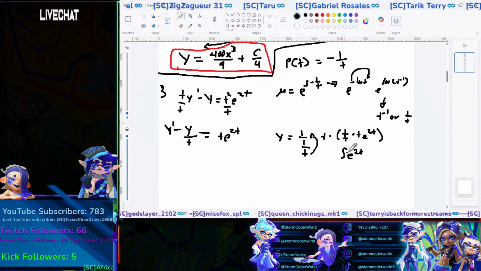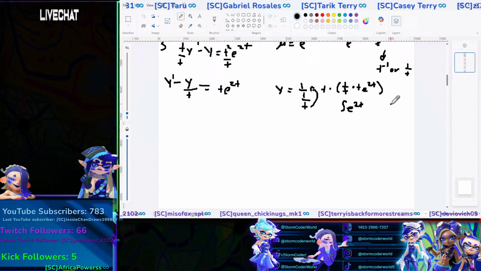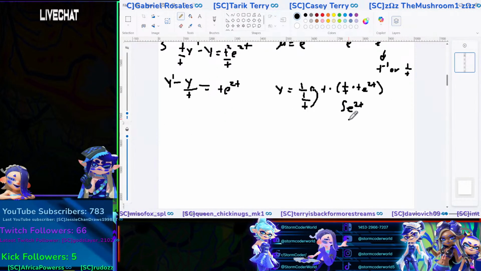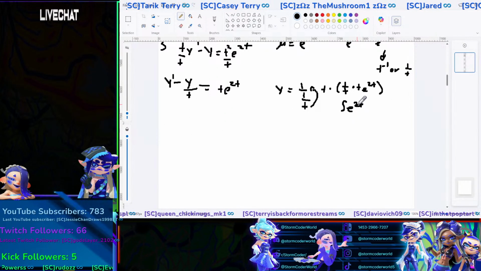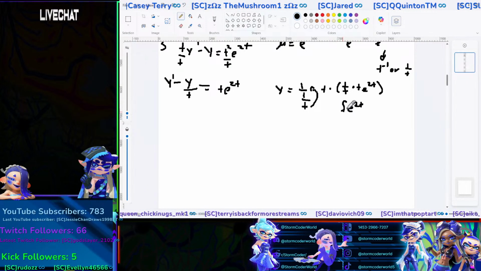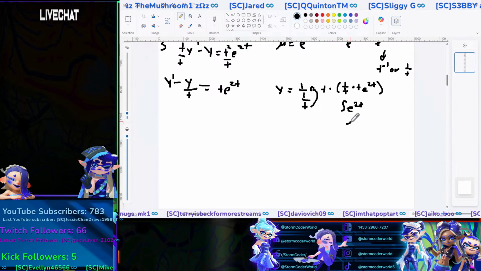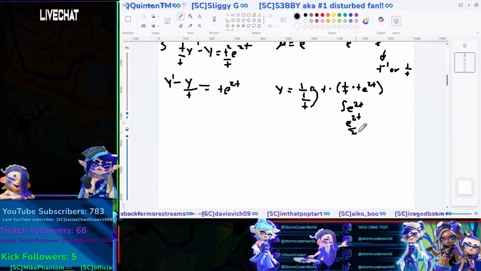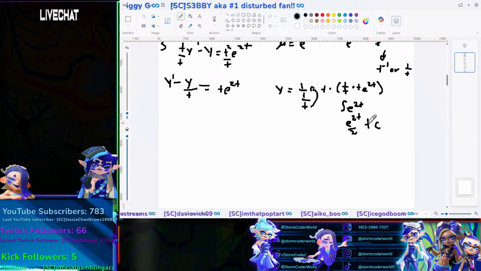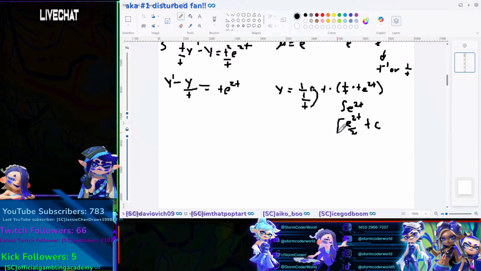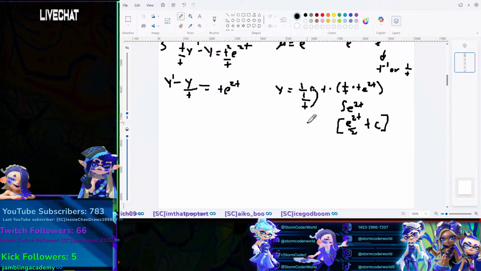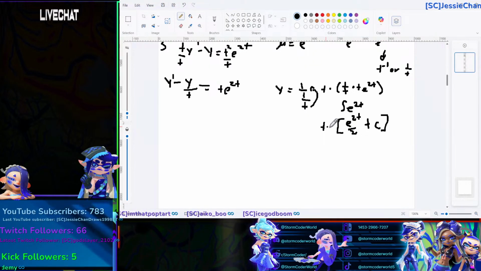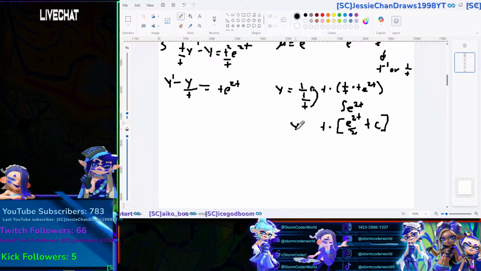And I integrate this function directly. And what I get is, normally if you differentiate, you get a 2 here, because I'm integrating, it's the opposite. So I get e to the 2t over 2 plus c, c being my constant. And now I just times that by t. And this is equal to my y function.